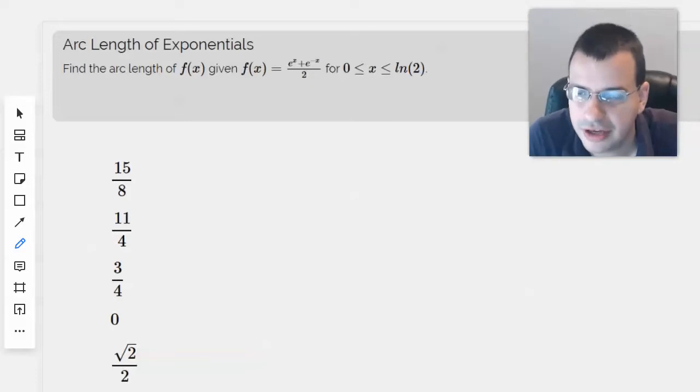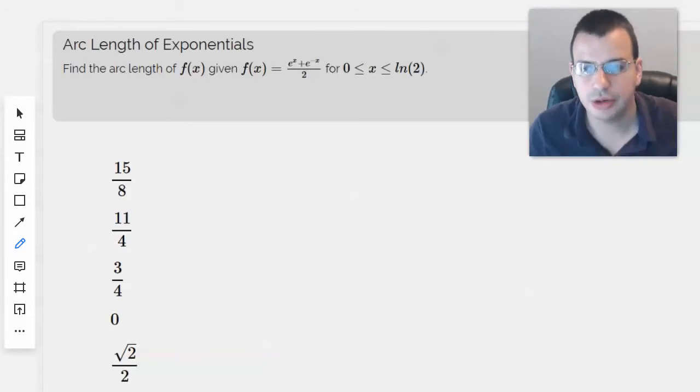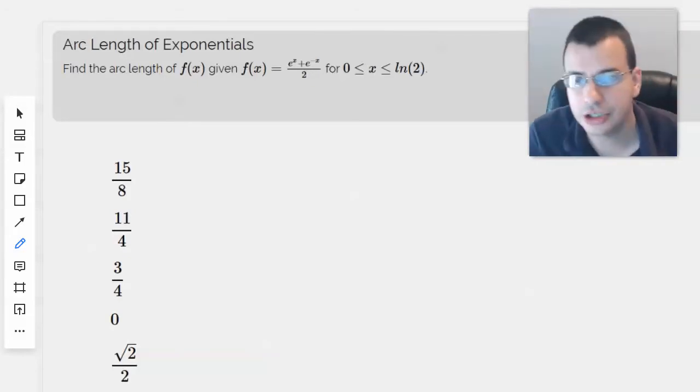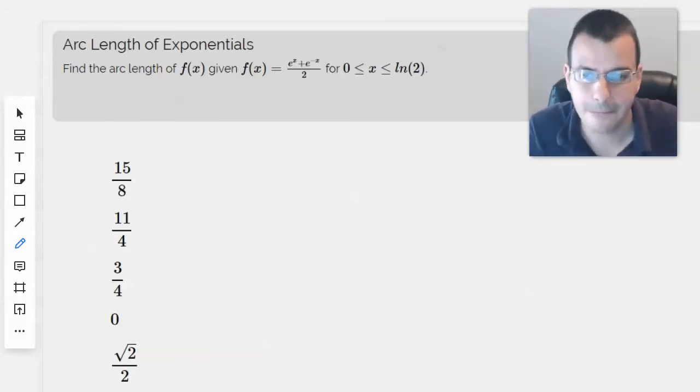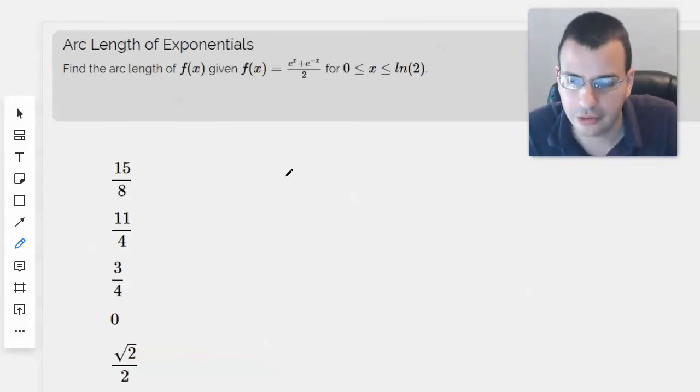Find the arc length of f of x, given that f of x equals e to the x plus e to the negative x over 2 for 0 less than or equal to x less than or equal to natural log of 2. Okay, so we do our arc length formula.